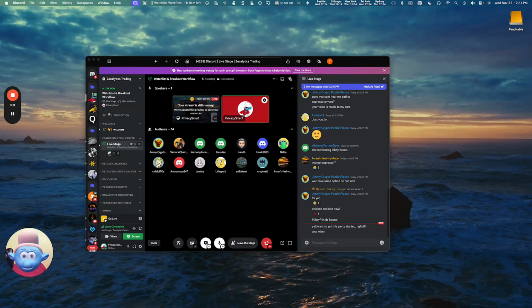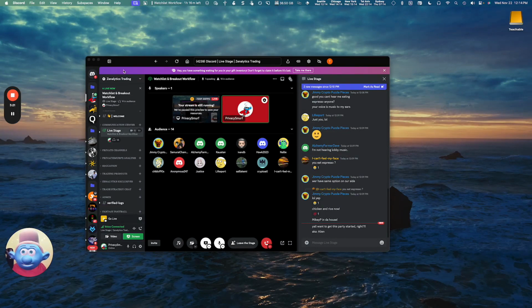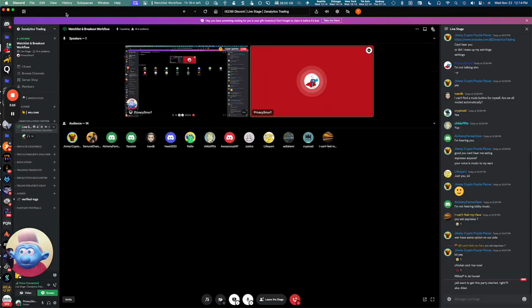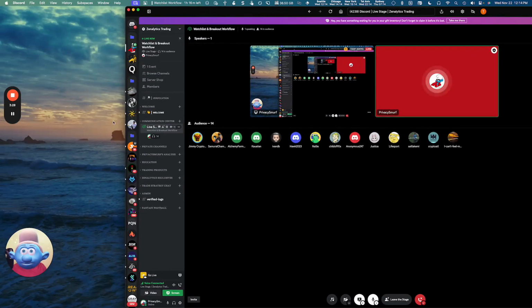First, we're going to go over where they are. Hopefully everyone can see my screen. I know this is the live stage that we're looking at right now, but on the left here is the actual server. Let me see if I can make this a little bit bigger. Sorry, I forgot that you can see this over here.